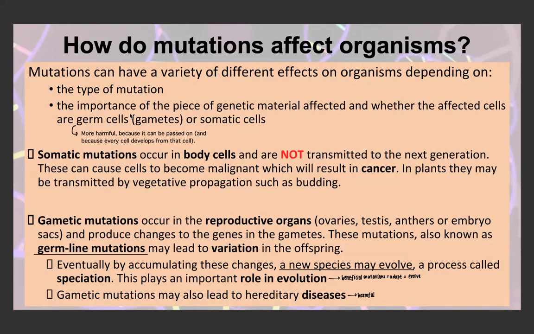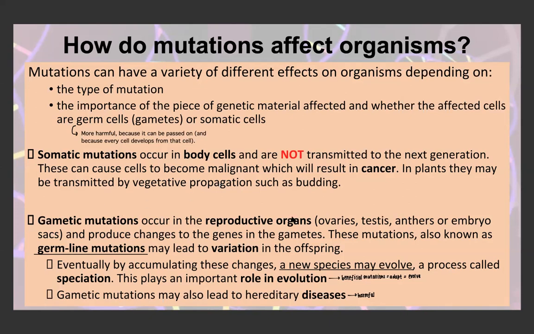Germ cells often have a bigger effect on the organism because the mutation can be passed on to future generations, and every cell develops from that cell. So often all the cells will have that mutation. Somatic mutations occur in body cells. They aren't transmitted to the next generation. Often somatic mutations can cause cells to become malignant, resulting in cancer. In plants, they can be transmitted to the next generation by vegetative propagation.